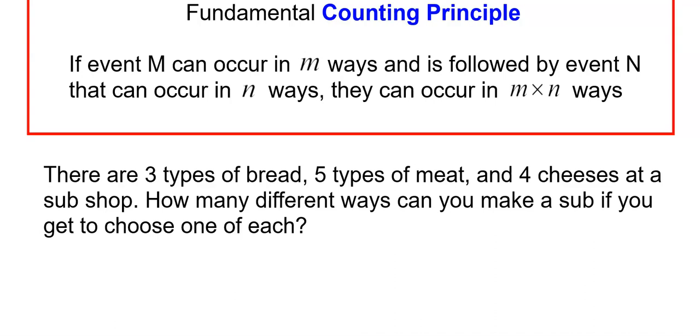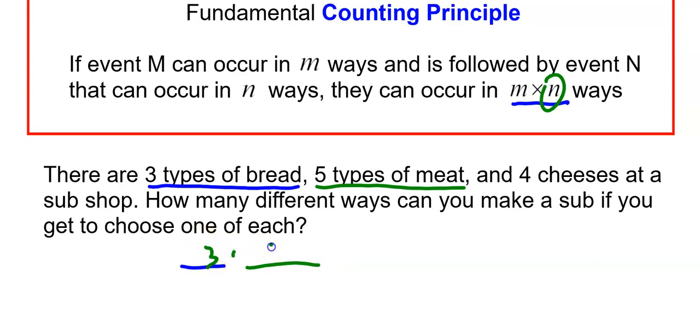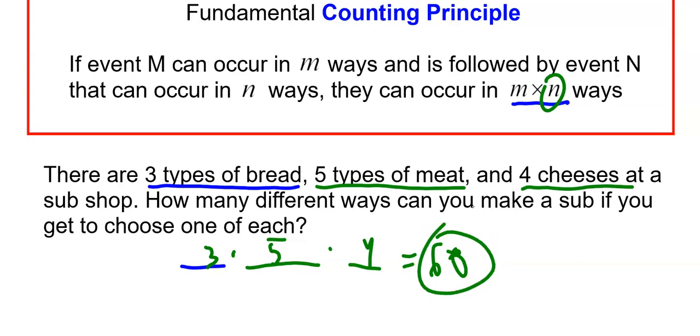But what this says, if an event can occur in m times n ways, so it's really like there are three types of bread. So that's like m. There are n ways, which would be like five types of meat. So there'd be 3 times 5. And then we have one more. I guess technically we're applying the counting principle twice here. So there are 4 cheeses, so times 4. So 3 times 5 is 15, times 4 is 60. So there are 60 different sandwiches that you can make.